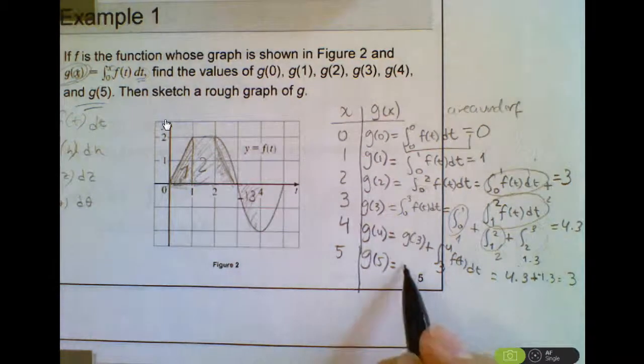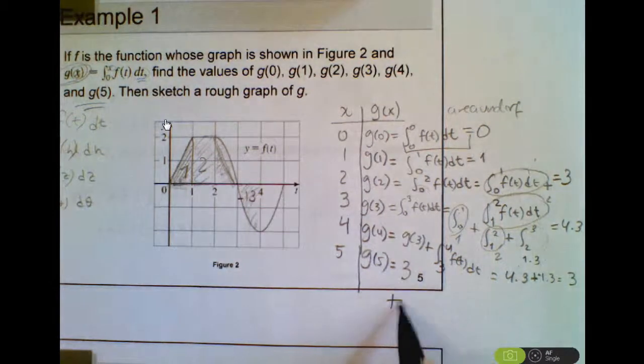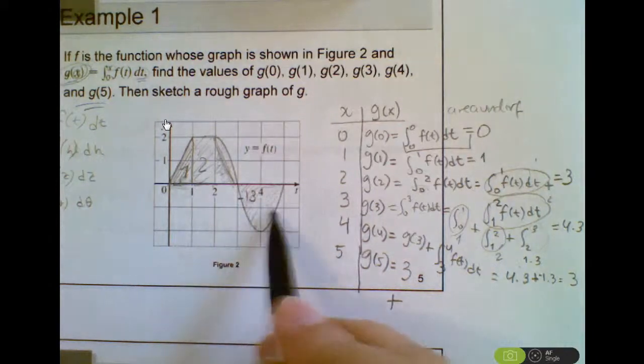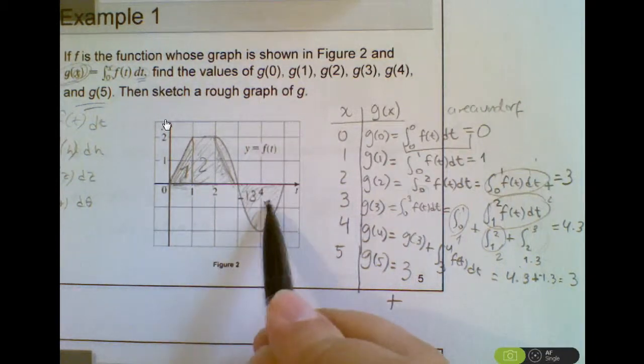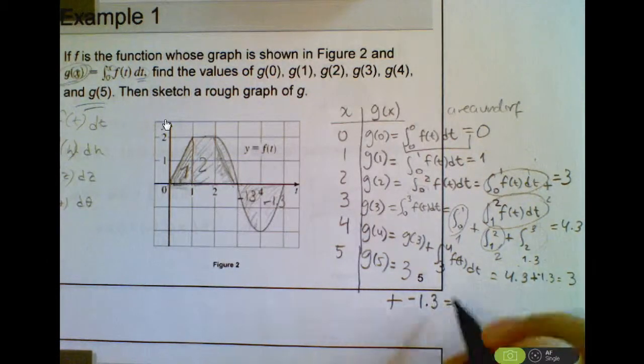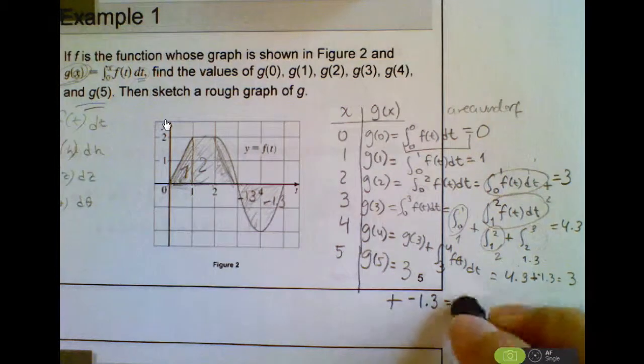Will be the previous one, which is 3, plus the area between 4 and 5. Since by symmetry this is negative 1.3, this is also negative 1.3. So the last answer plus the next area, and that would be about 1.7.